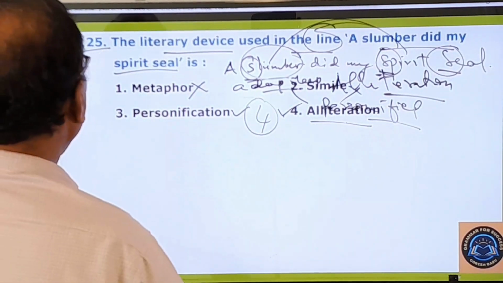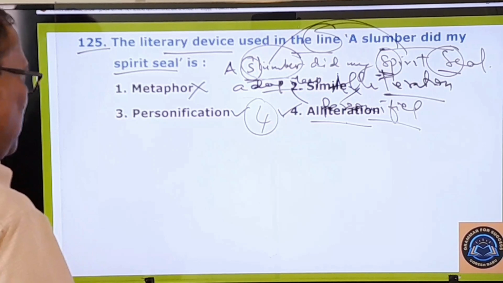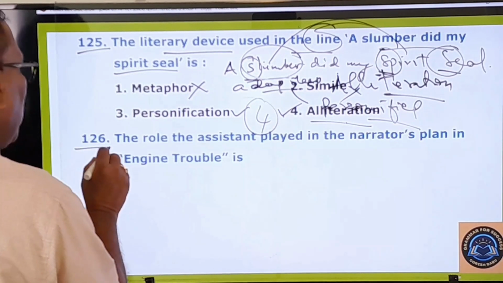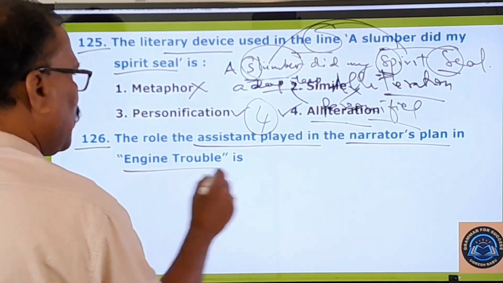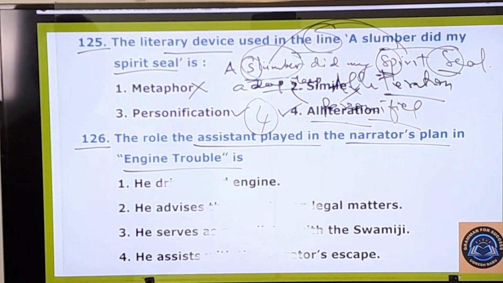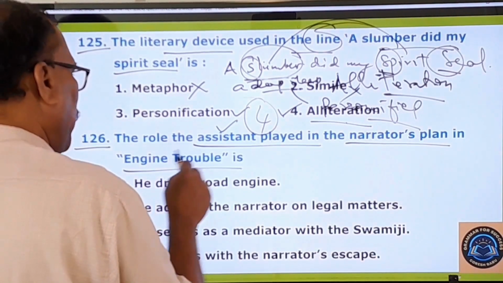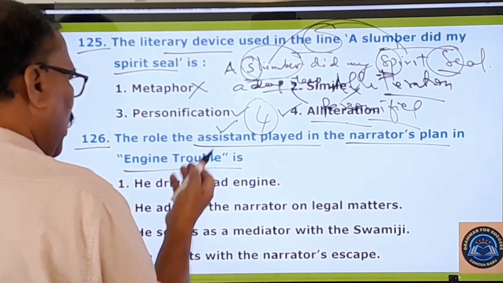So we go with this fourth option, alliteration, right? Now we move on to the 126th question. The role the assistant played in the narrator's plan, engine trouble is what? What kind of role did this assistant play in this engine trouble? Okay, written by R. K. Narayan.